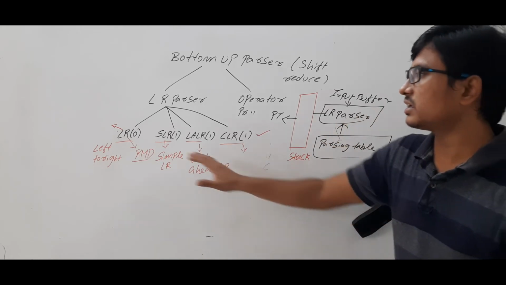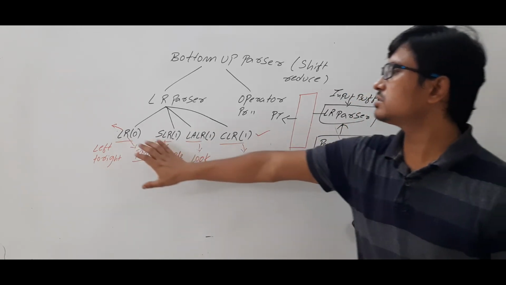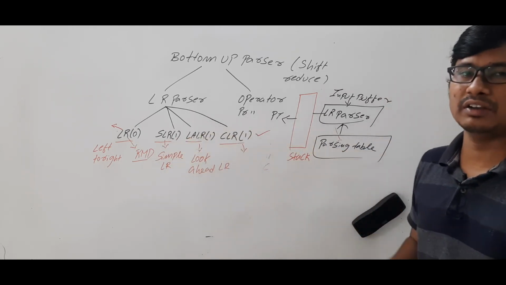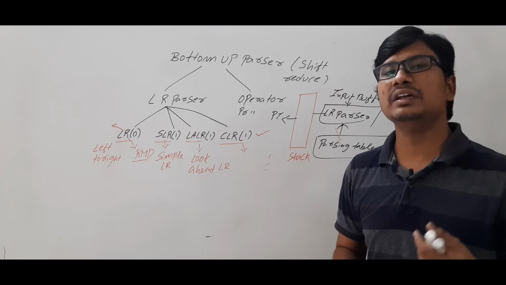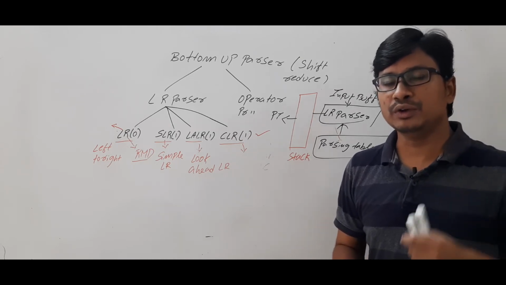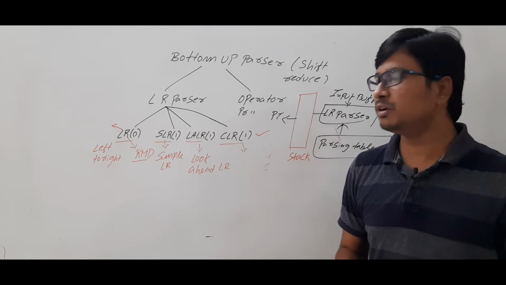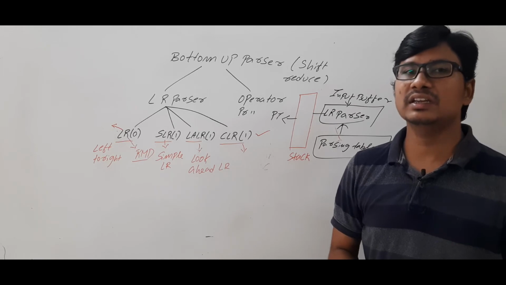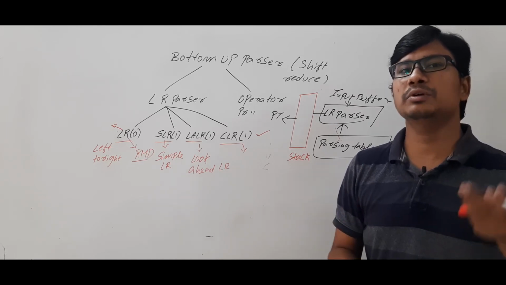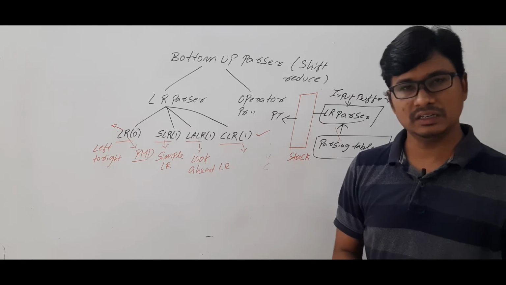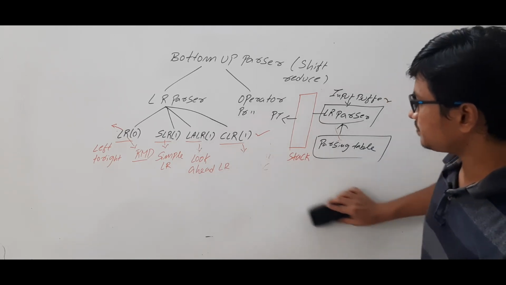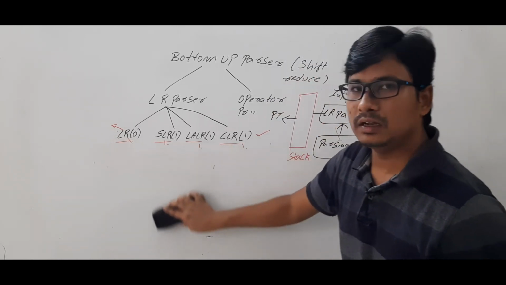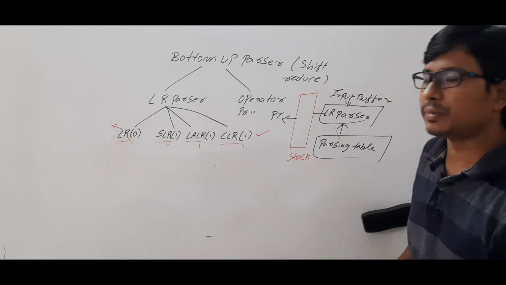Then what is different? The table is different. LR0 will have a different table, SLR1 a different table, LALR1 a different table, similarly CLR1 a different table. So if we know how to construct the table for each parser, and if you know one parsing procedure, we can easily construct a parsing table from a given grammar for a particular string. Is it clear? Now let me discuss one more important point. How can we construct the parsing table for these LR parsers?